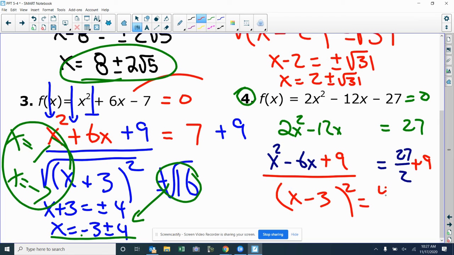I think this is going to be 45 over 2. 27 over 2 plus 9 is 45 over 2. Grab your calculator if you need to. 9 would be the same as 18 over 2, right? Is 18 over 2 equal to 9? Yeah, so you're going to write 18 and 27, give me 45.